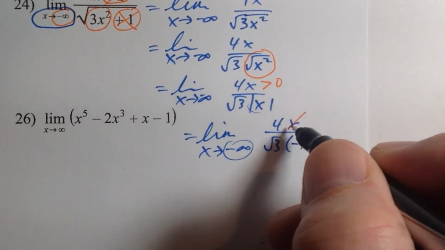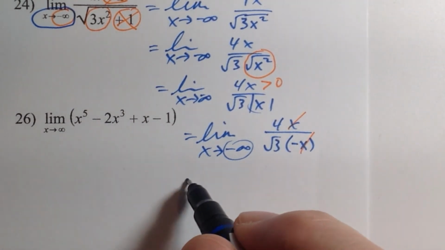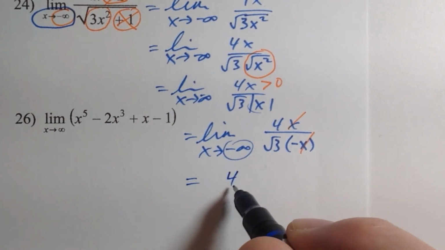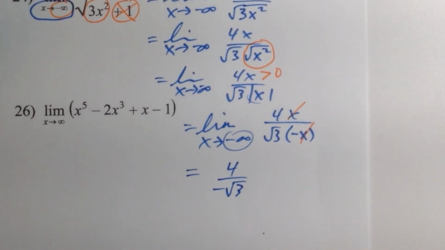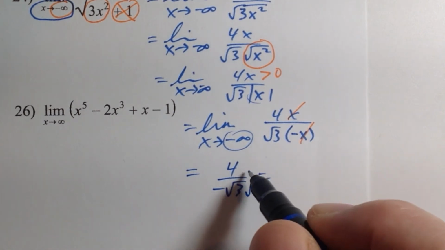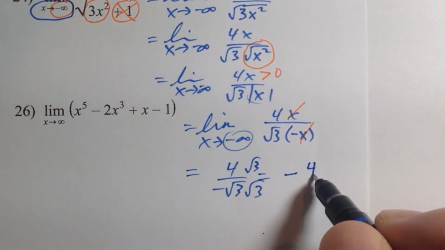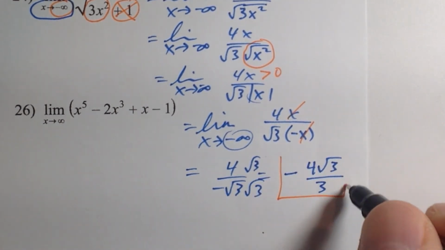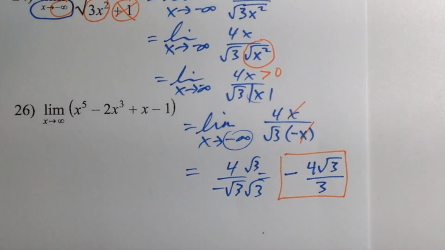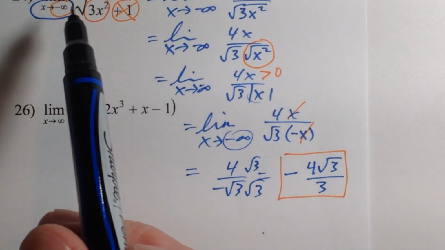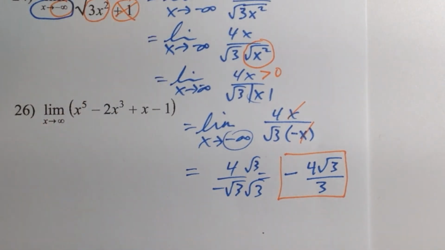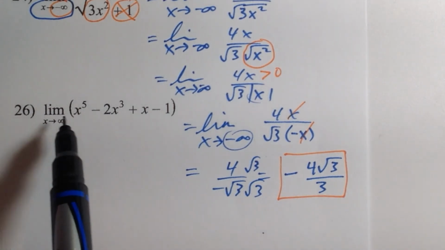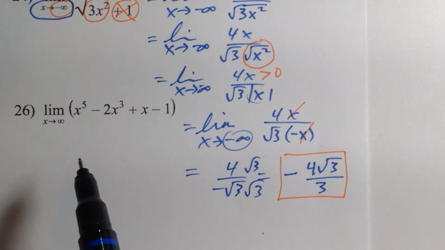Which means now we can go ahead and cancel those x's, and all you get is 4 over negative radical 3. If you really want to clean that up a little bit, if you rationalize that denominator, you get negative 4 radical 3 over 3. And that is your limit. Probably one of the most challenging, but the more often you do those limit problems that have radicals in them, the more comfortable you get with what you have to do in that case.